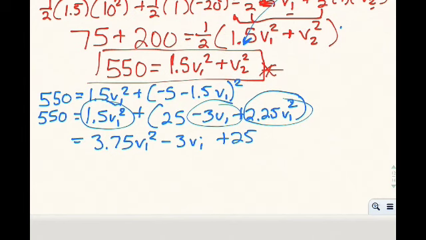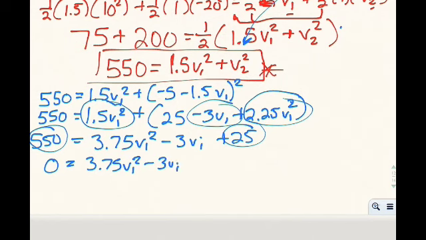When you go ahead and solve this, you realize that this is equal to 550, but this is a like term with this. So I'm going to do my best to set those equal to each other. So now I'm going to have 0 equals 3.75 v1 squared minus 3 v1, this is a 1 by the way, minus 525. So remember, I subtracted 550 from both sides. Now you may be saying to yourself, why did we do that? Remember, when you have a quadratic that's set equal to 0, you can use what's called the quadratic formula. You can attempt to go ahead and factor this, you're not going to get very far.